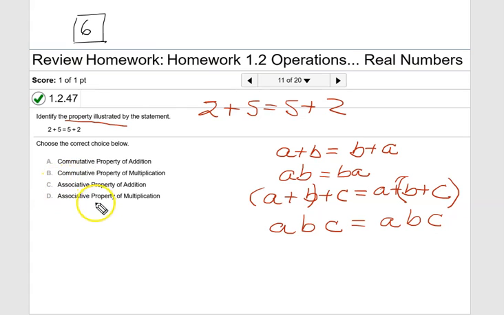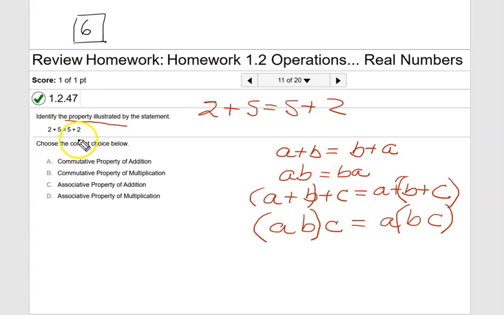Now, the associative property of multiplication is that we know that A times B times C equals A times B times C. But we're saying you could multiply these 2 first, and then C, or multiply these 2 first, and then by A. So these are the symbolic references to these properties.